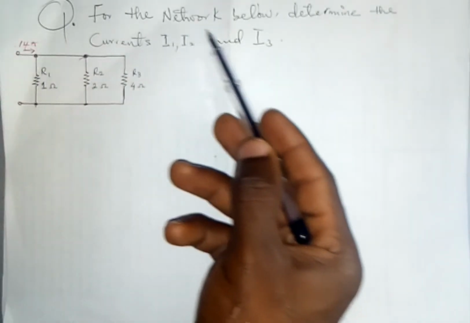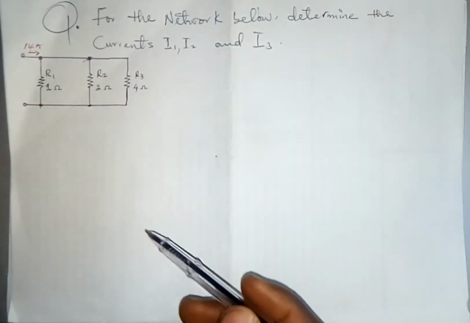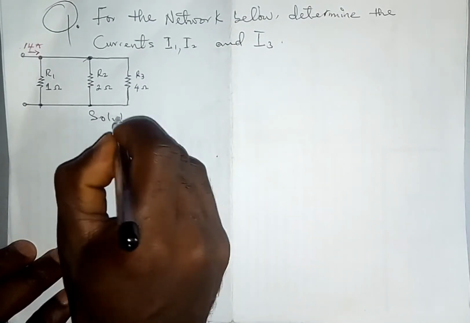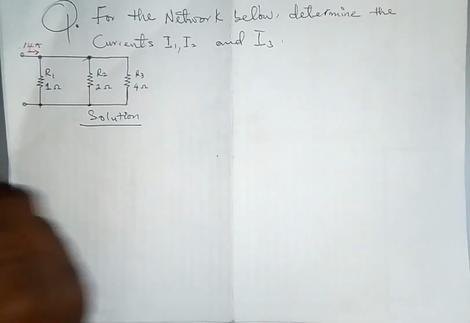Finally, before we go, let's quickly take a look at this question here. For the network below, determine the currents I1, I2, and I3. The first thing we must take note of is our total resistance. It is very important that we look at our total resistance first.